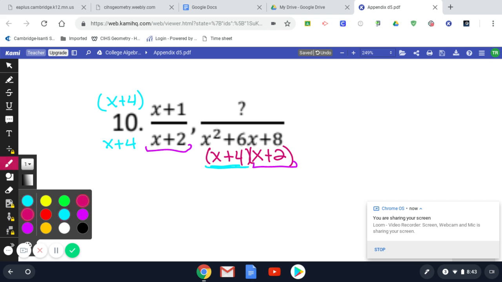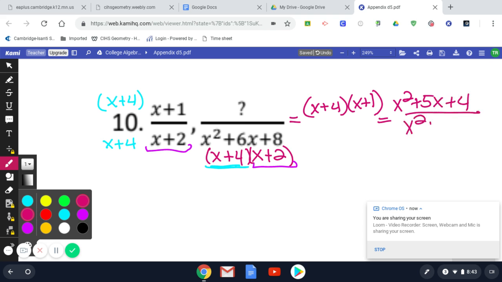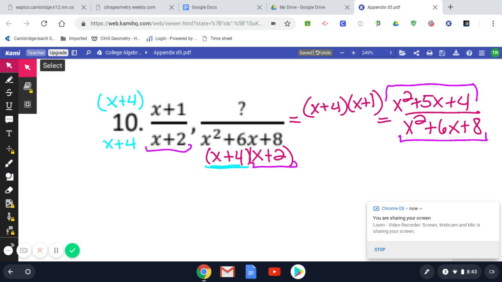Then that leaves me, on the top, with (x plus 4) times (x plus 1). Or if I want to distribute it out, I would have x squared plus 5x plus 4 over x squared plus 6x plus 8. And again, if I write it like this, this is one whole factor, and this is one whole factor, because they're being added together, and the factors have to be multiplied. So there's nothing that could cancel out there.